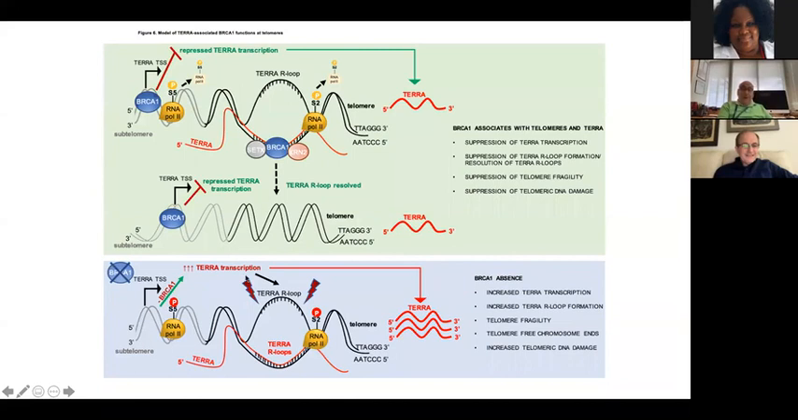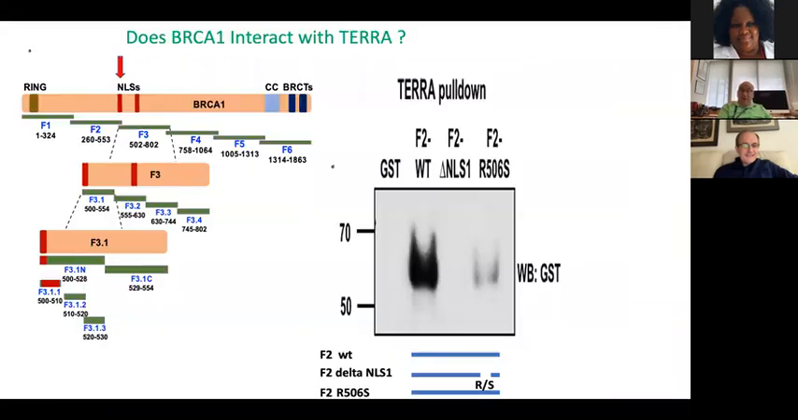If, on the other hand, terra transcription is allowed to blow up, if BRCA1 is gone, there is a great abundance, even an excess, of terra RNA, which forms terra R loops, which are damage-driving structures, and that leads to a variety of abnormalities. Not only increased terra transcription, but increased terra R loop formation, as I've shown you before. Let's see if I can get my cursor on it here. Here we go. Here's a terra R loop. There's an abundance of those. There are free chromosomal ends that are not protected by telomeric sheltering proteins, and there's increased telomeric DNA damage.